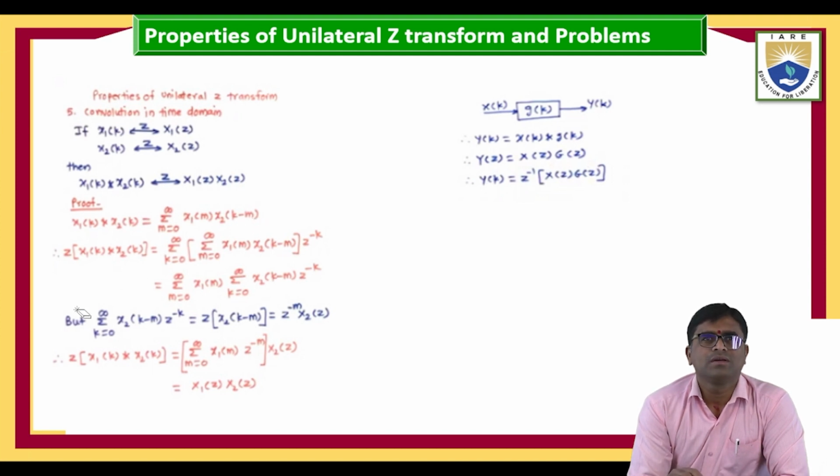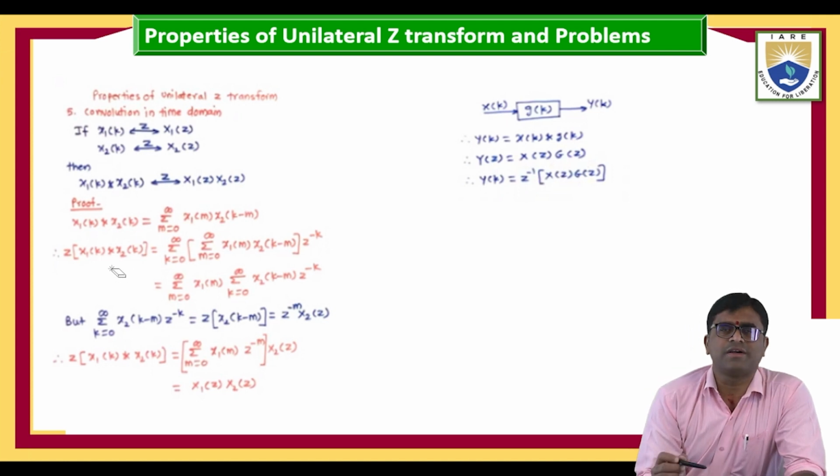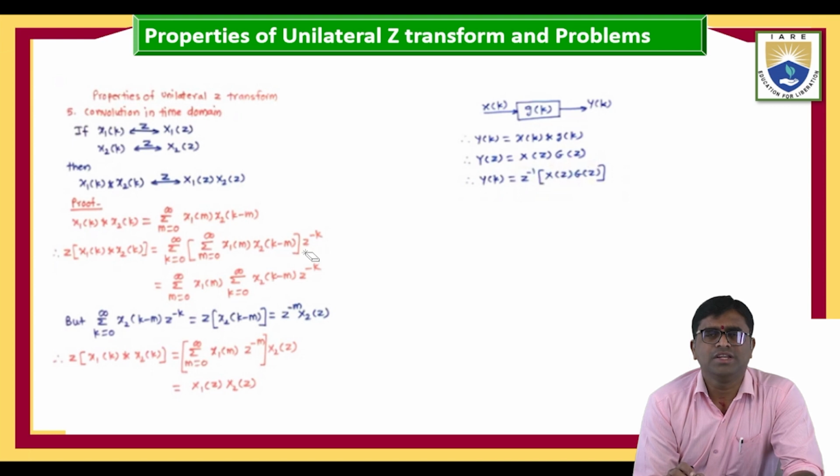Coming to the right-hand side, we apply the Z transform to x1 of k convolved with x2 of k. The basic formula of the Z transform starts with k equals 0 to infinity, of the function into z power of minus k. Whereas in this one, it is a function of m.